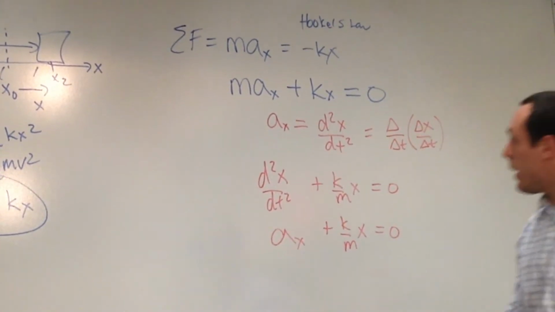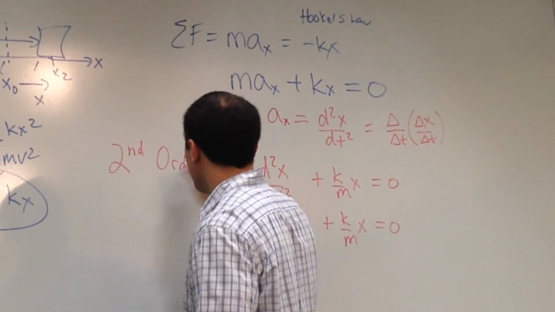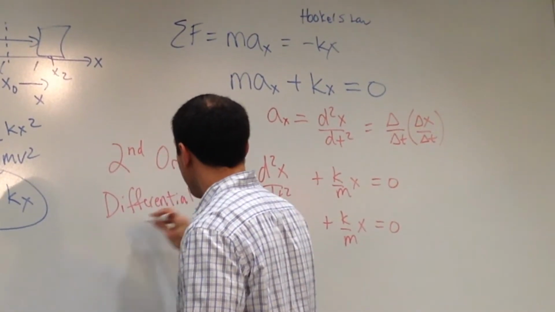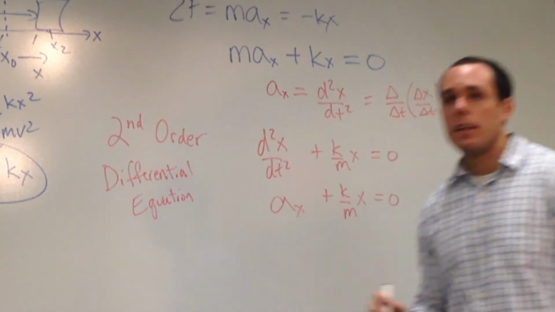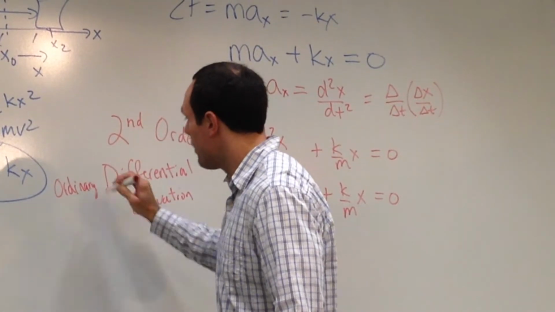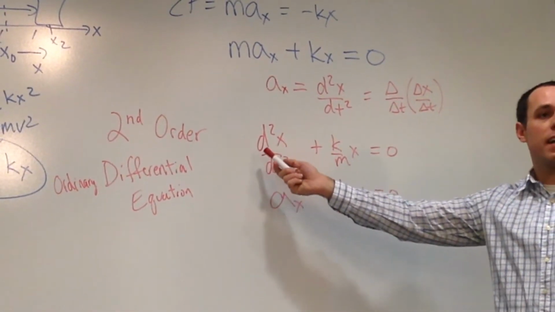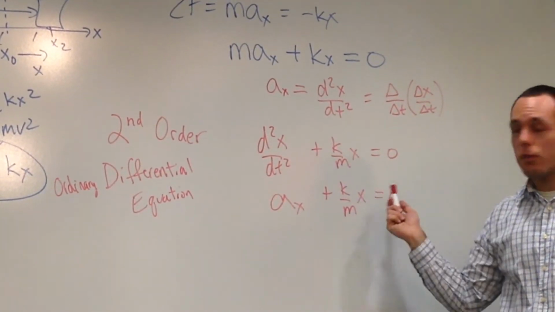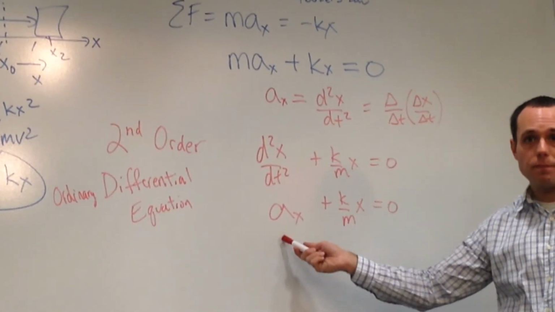Now what I've created right here is a second order differential equation. Actually, a second order ordinary differential equation. Differential means I have the second time derivative of x plus something that is multiplying by x equals 0. Though this is exactly the same as its general acceleration for you.